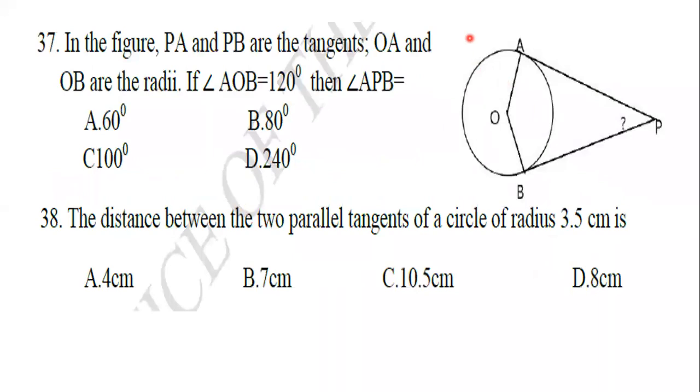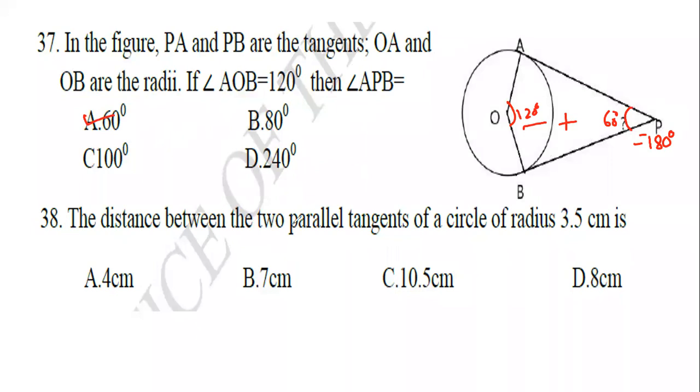Okay. Next, 37th question is, in the figure, PA and PB are the tangents, OA and OB are the radii. If angle AOB is 120 degree, then angle APB is equal to question mark. According to the quadrilateral property, the sum of the opposite angles is equal to 180 degree. If it is 120, then this one is 60. When you add this one, 120 plus 60, you will get 180 degree. So which option is right? 60 degree. Option A is correct.